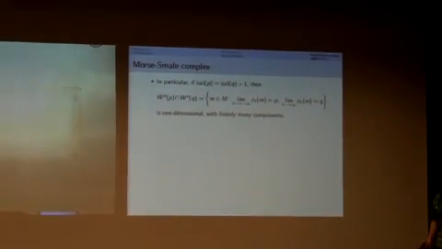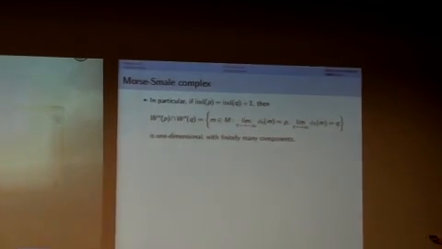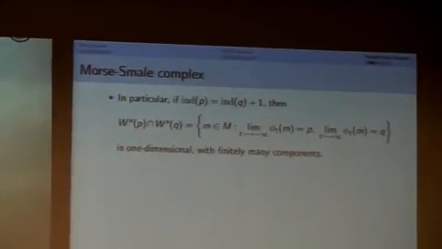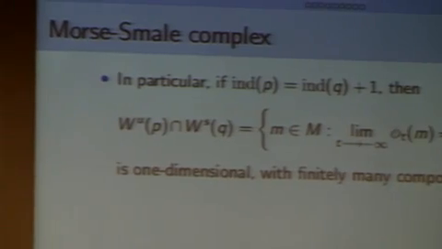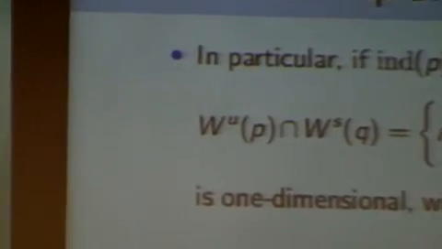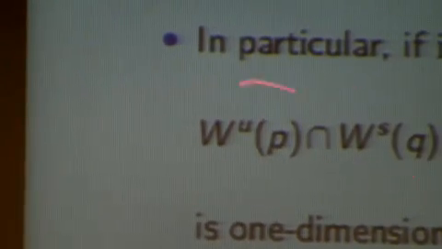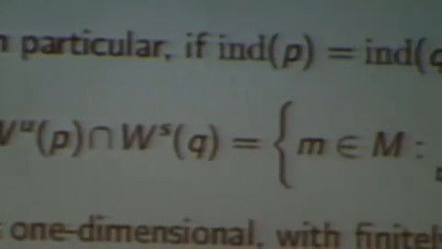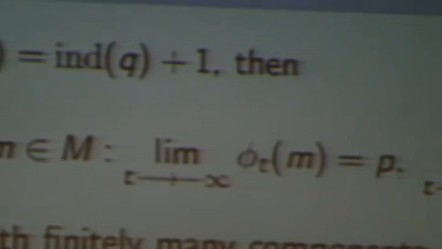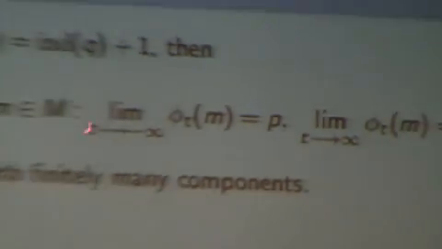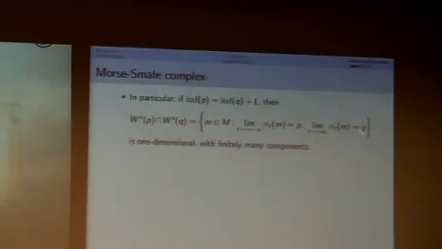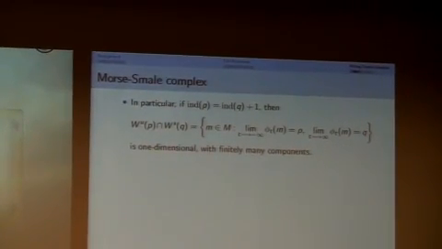So in particular, if you've got this transversality satisfied, if the indices of two critical points differ by 1, it turns out that this intersection is a one-dimensional submanifold and has finitely many components. Again, you want to think of intersections here as gradient trajectories, things that are going from P to Q if the critical points differ by 1.